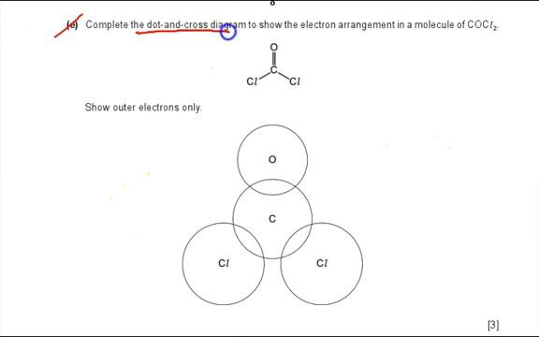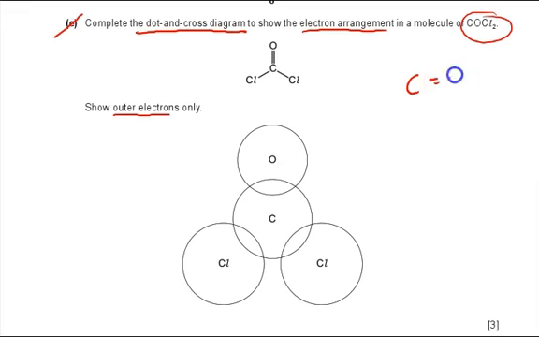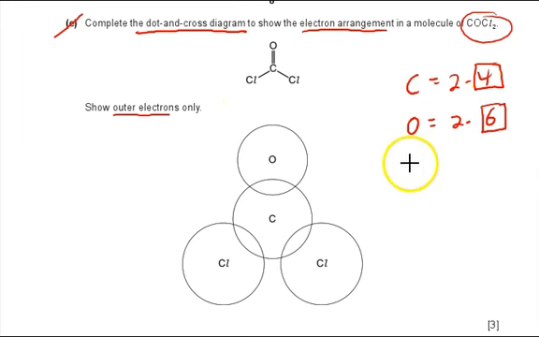Complete the dot and cross diagram to show the electron arrangement in a molecule. Show outer electrons only. Look at carbon: we have 2.4, the electron arrangement, so we need to use only the 4. If you look at oxygen, here they have 2.6, so just show the 6. And look at chlorine, we have 2.8.7. This is all the electron arrangement.